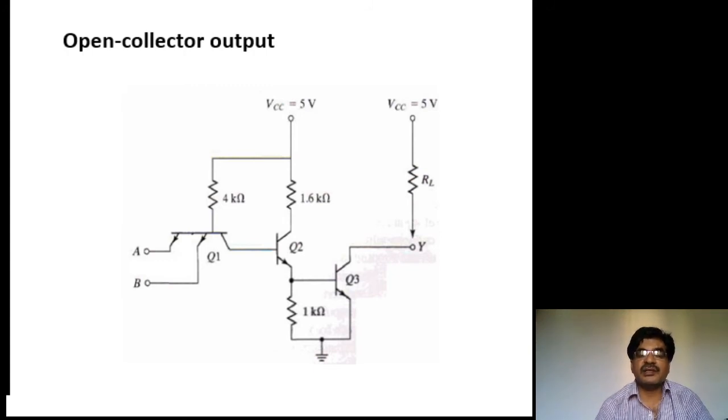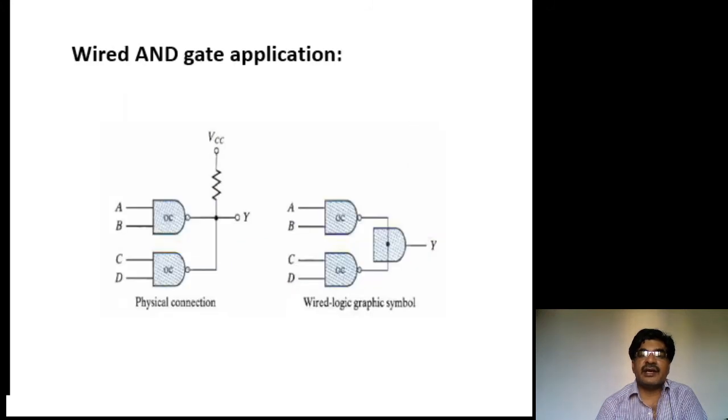So why do we need to use the output in open mode? It has some advantages. The advantages are that we can achieve the wired AND gate application, and another application is the common bus facility, where you can share the common bus. So let us see first of all the application of the wired AND gate.